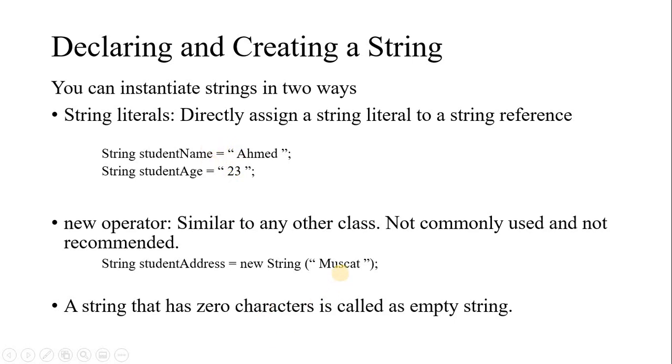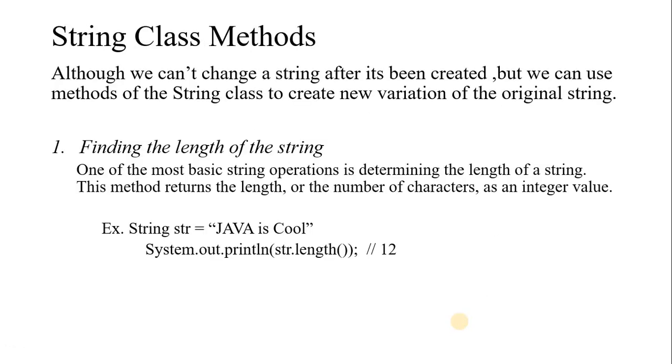A string can also have 0 characters. 0 characters means you have not assigned any value. So this is an empty string. You have not assigned any character, so it is called an empty string, which does not have any value. There are methods available in string which can be used to process the data.